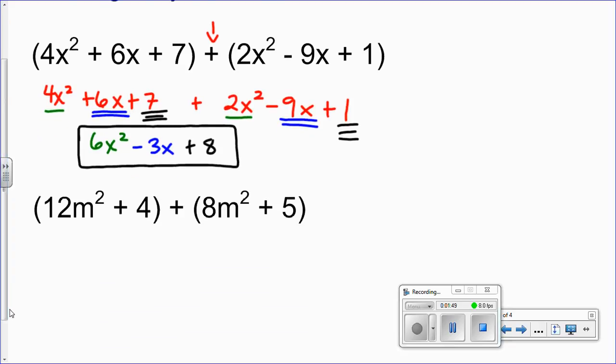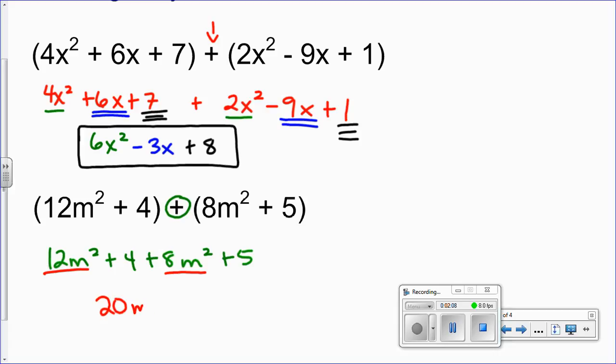Okay, same thing with the next one. Drop our parentheses. Since we're adding in between, we'll just drop the parentheses and combine like terms. So 12m squared and 8m squared, that gives me 20m squared. And then 4 plus 5 gives me 9. We're not trying to factor or anything here, just add and subtract. So combining like terms is it.